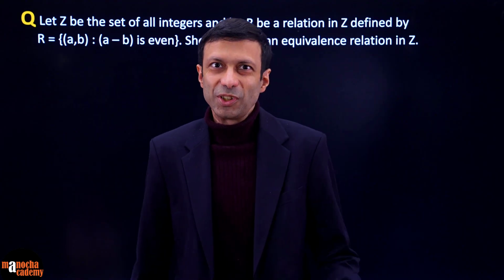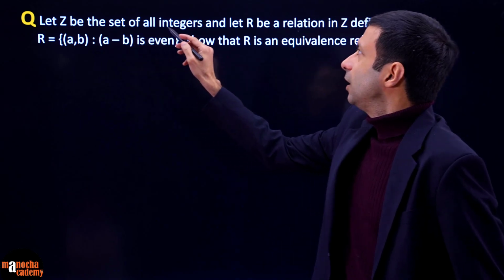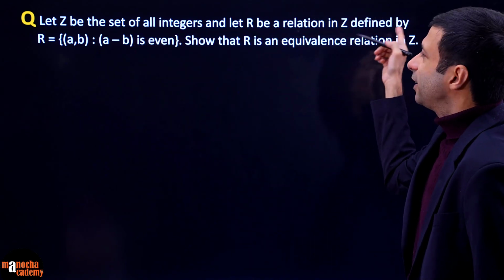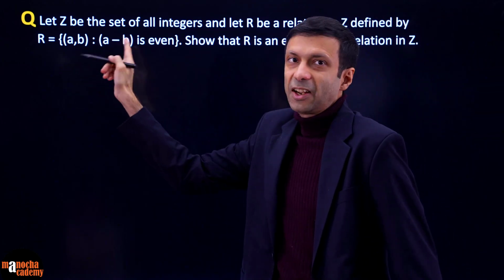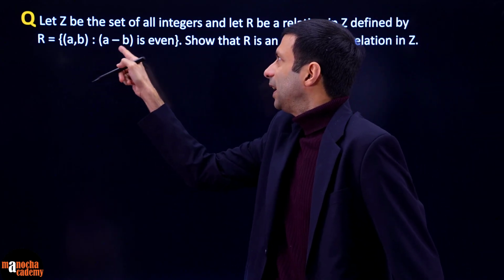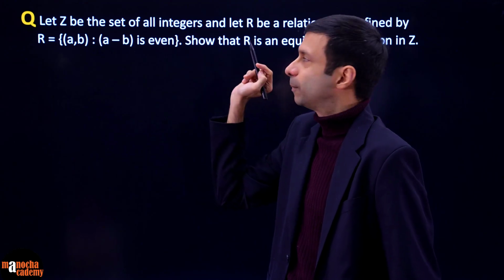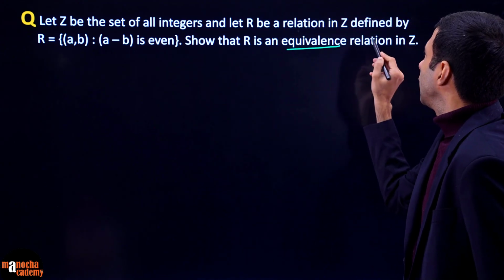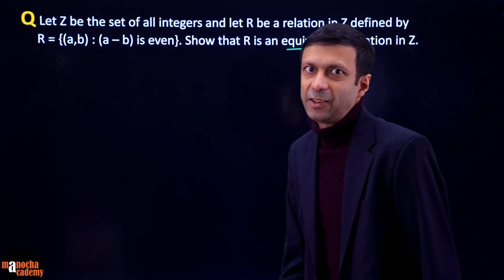Here's our next question. Let Z be the set of all integers and let R be the relation in Z defined by, this is our relation, (A, B), where A minus B is even. And they're asking us to show that R is an equivalence relation in Z.